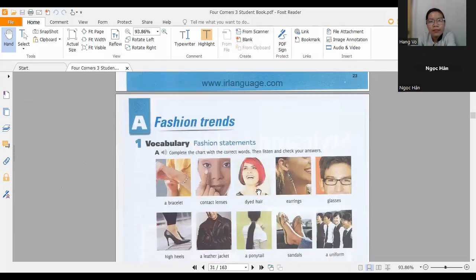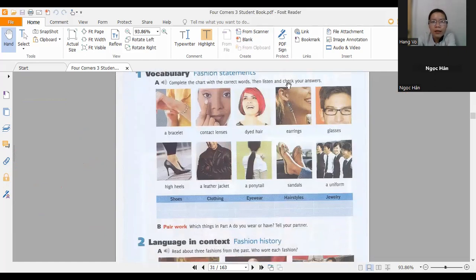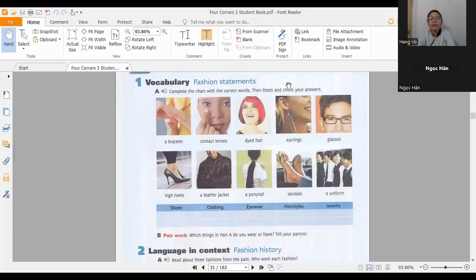Now, let's have a look at this vocabulary. Fashion statements. Now, complete the chart with the correct words. Then listen and check your answers. So now, how many words are there? How many pictures are there? 10 pictures. Yeah, 10 pictures. Okay, now I would like you to read these words with me before you do this exercise, okay?